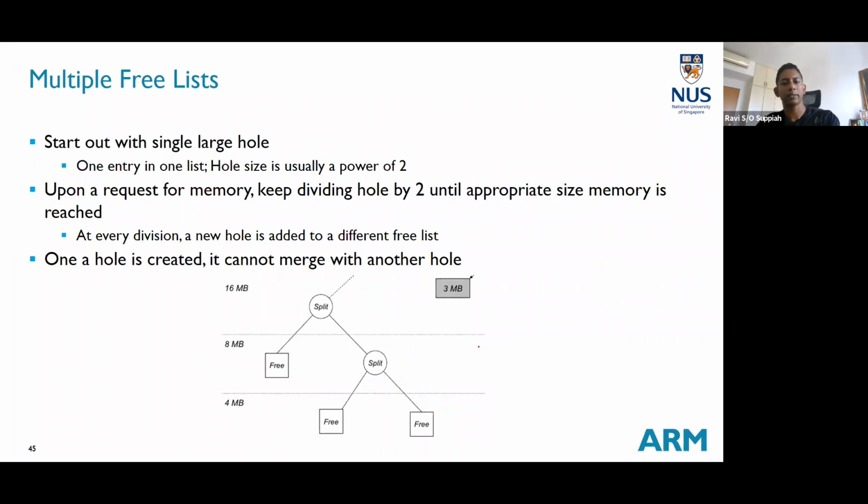In this case, for example, if I start off with the largest size, then I split it up. So I have 8 megabyte here and 8 megabyte here, and I split it up into 4 and 4, and I can split it up somewhere as well. At every time I divide, I split by 2, and I keep dividing until I reach the smallest one that I want.